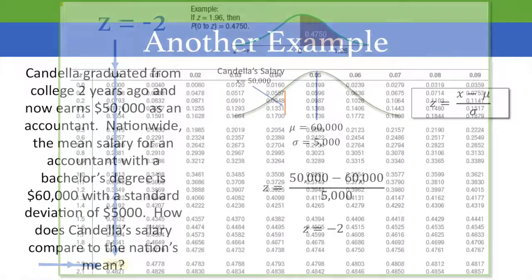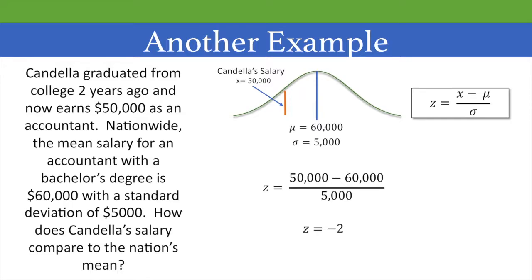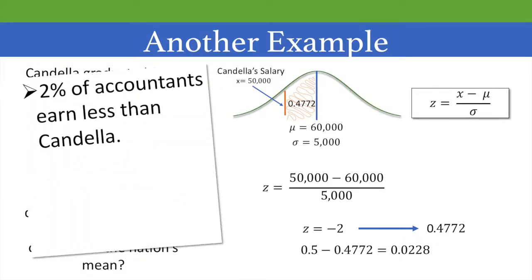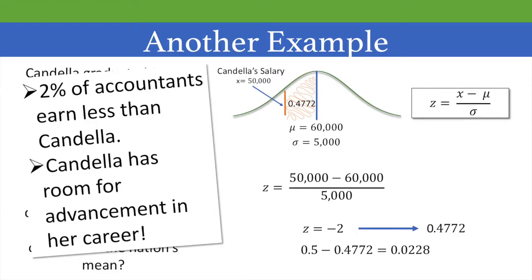So back to the problem. A z-score of -2 corresponds to a 0.4772 probability. So 47% of accountants earn between what Candela earns and the national average. If I subtract that from 0.5, I get 0.0228. So that means that just over 2% of accountants earn less than Candela. Looks like she has some room for advancement in her career.